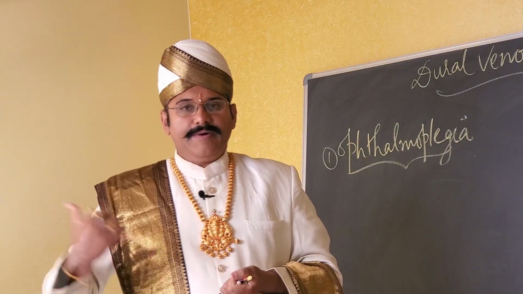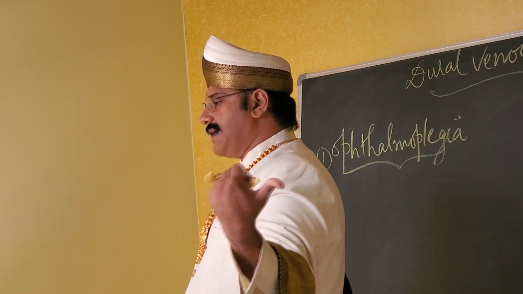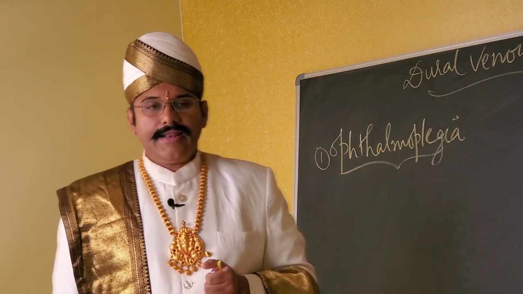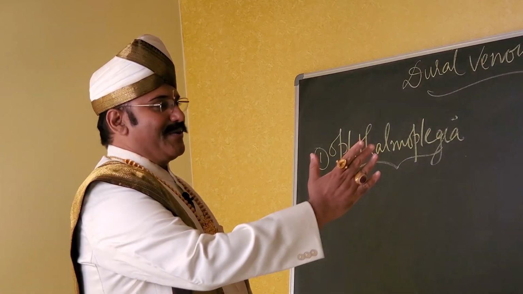So if the person now wants to look at the right side, he can't move his eyes. So he will turn and then look at the right side. Now if he wants to look that side, that is the left, he is not able to move his eyeball. Then he will turn and then look at his left side.